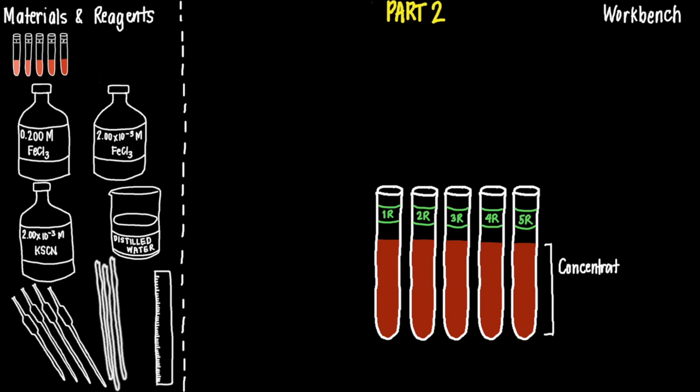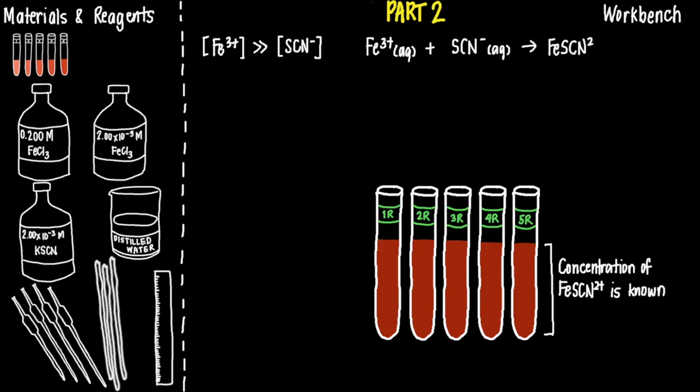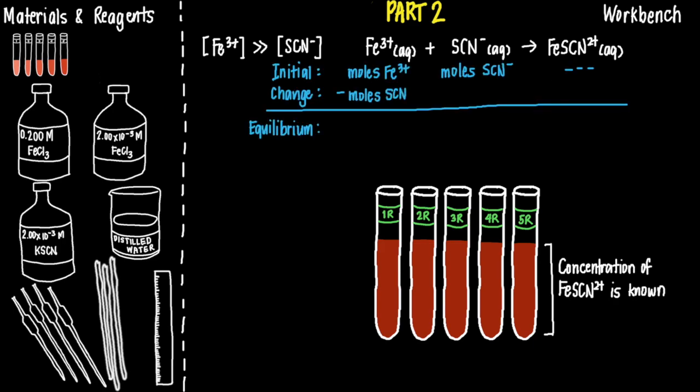Our reference solution has a known concentration of iron 3 thiocyanate ion. Notice that we have a very large excess of iron 3 chloride in our reference solution, while the concentration of potassium thiocyanate is very low. In a case like this, we can say that the reaction is driven to the right. We can assume, with very minimal error, that all thiocyanate ion is converted to iron 3 thiocyanate ion.